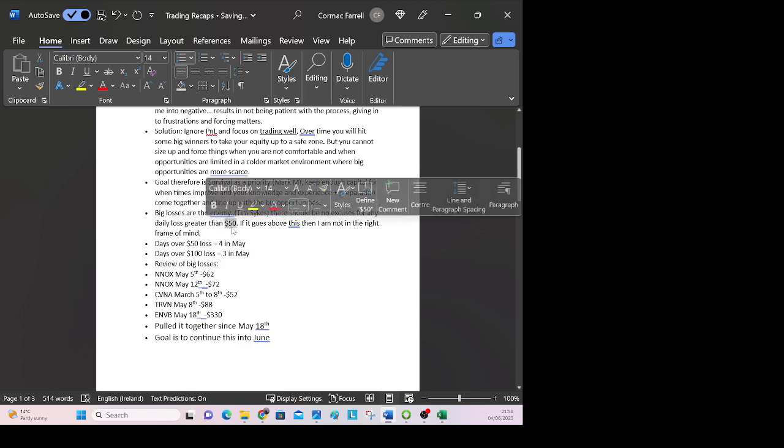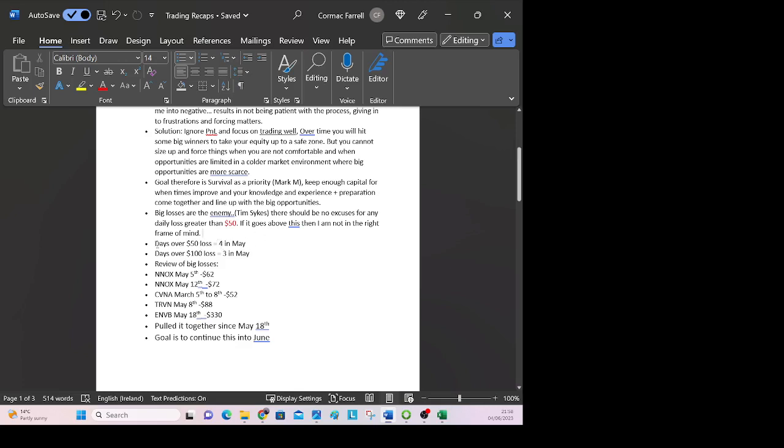If I get to this figure, I have to get away from the trading. I think I can do it now. I think I've built up a little bit of self control, enough self control now to actually do the right thing more often than not.